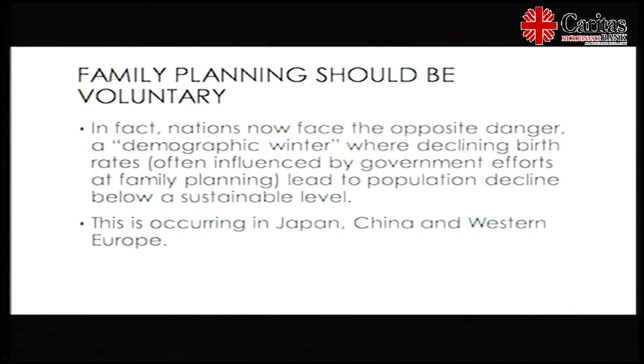In fact, many countries, including my own, now face the opposite danger, which is called demographic winter, where declining birth rates, which are often influenced by government efforts to control population, lead to population decline. And this is occurring especially in Japan, China, and Western Europe.